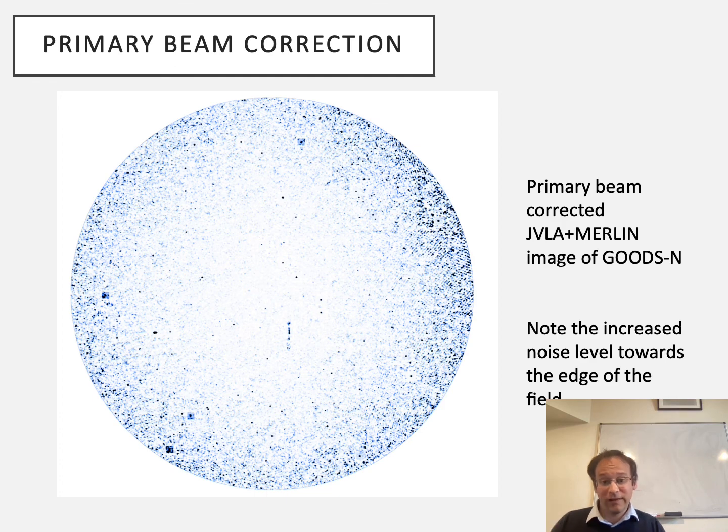But the noise will be flat because the noise in that case doesn't really depend, to first order, on the position in the image. However, once you've applied the correction, the factor by which each position's flux density is multiplied depends on the primary beam. And so as you go to greater distances away from the pointing center, everything gets multiplied up, including the noise, which is why you see here that the noise increases rapidly towards the edges of the image.